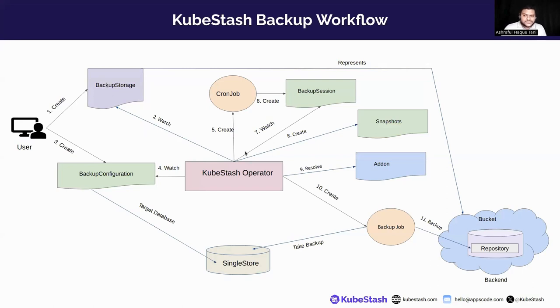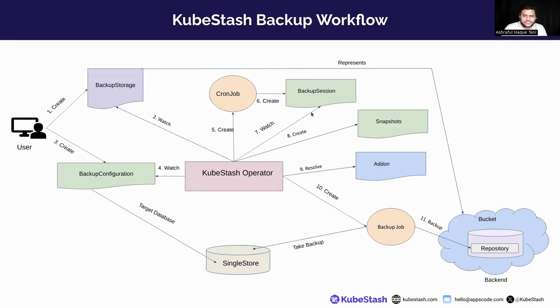BackupStorage. Following this, we create a BackupConfiguration, which is another CRD that encapsulates the details about the target database, backend references, and sessions, which specify the repositories of the backend where the snapshot will be saved, and information about the cron job associated with that session. After that, a cron job will be created, which triggers a backup session at regular intervals.